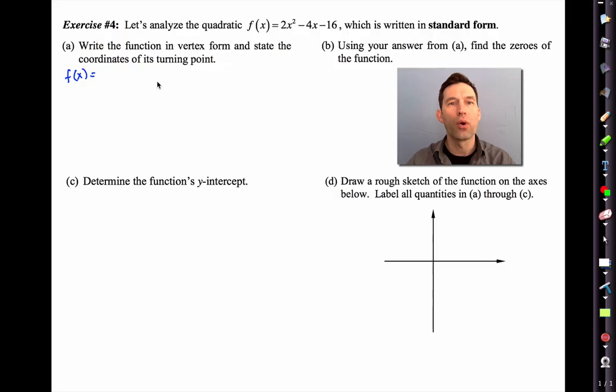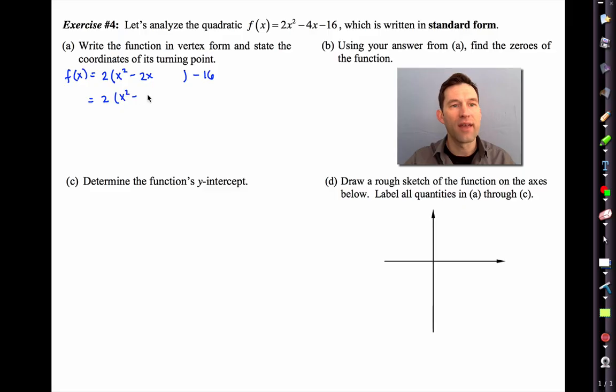Completing the square only works if the leading coefficient is 1, so when it's not, what we do is we factor that leading coefficient out of the first two terms. And again, this is the way I do it, okay? Your teacher may show you a different way, okay? But I'm going to factor a 2 out. And then what I'm going to do is I'm going to complete the square inside of that parentheses.